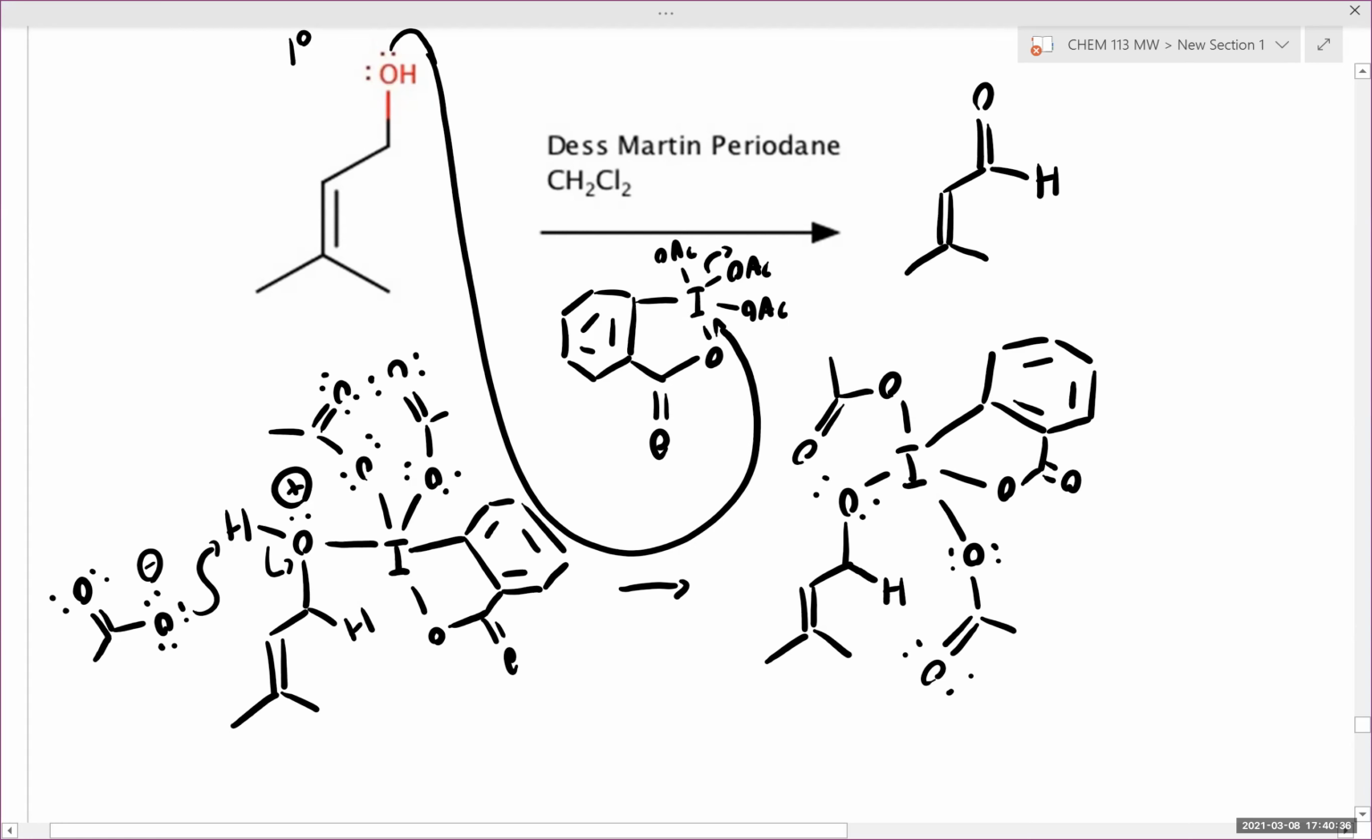So how are we going to remove our equivalent of hydride and reduce our iodine from iodine 5 to iodine 3? Note this is an intramolecular reaction. And as another hint, we generate an equivalent of acetic acid as the byproduct. Would anyone like to propose the final oxidation step for this Dess-Martin periodinane oxidation?